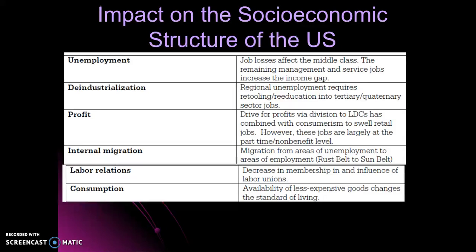Next, labor relations. You see a decrease in the amount of people in labor unions because you don't need as many labor unions because there's less manufacturing. And you see more consumption, and it becomes more accessible. Consumption does, because the benefit to us for this International Division of Labor as consumers is that goods are cheaper, so we can consume more.